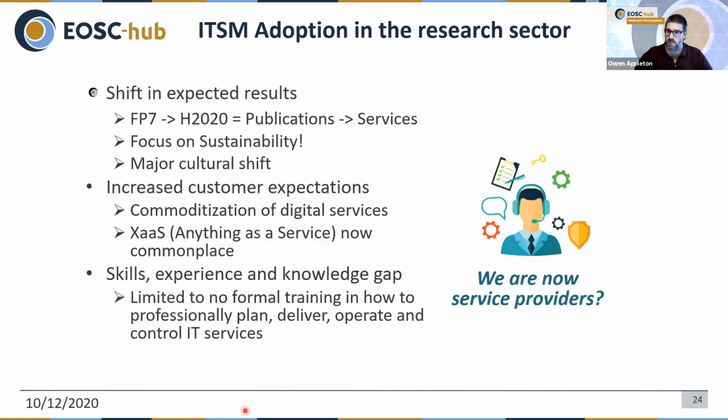Why are people doing this? Hopefully some of this should be obvious to you already. I think in the research sector, there's definitely been a shift from publications and products to services over the last 10 years, certainly going from FP5, where I started in the EC funded world, through FP6, 7, Horizon 2020. Things are very different now. You don't just leave some outputs at the end of your project, you're expected to leave a service.